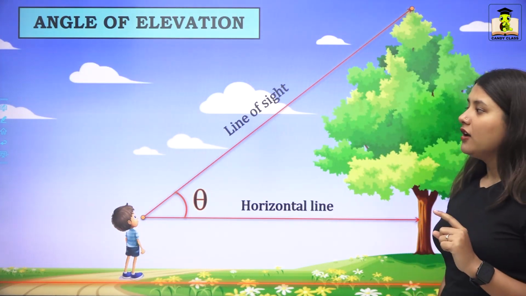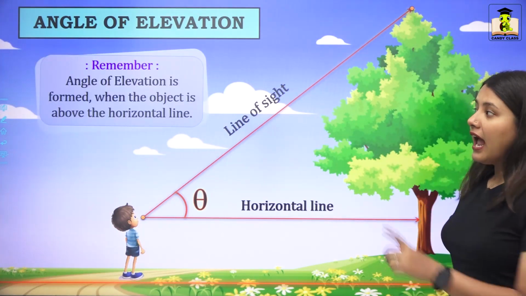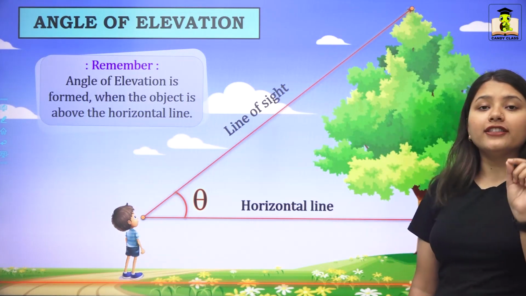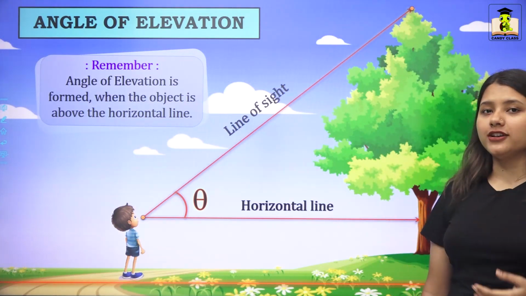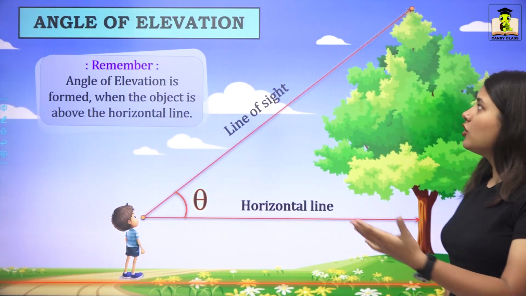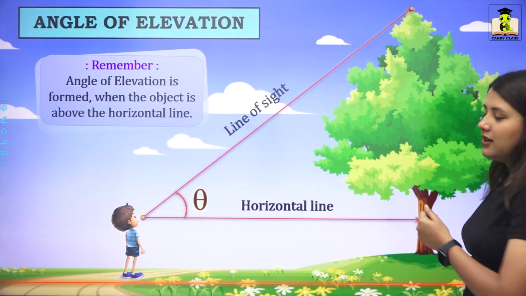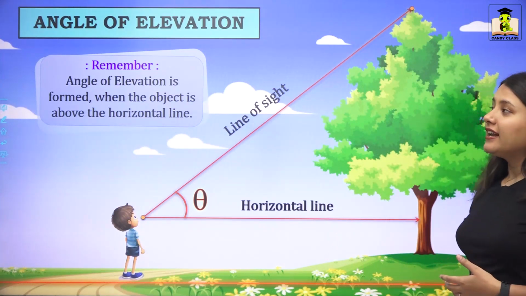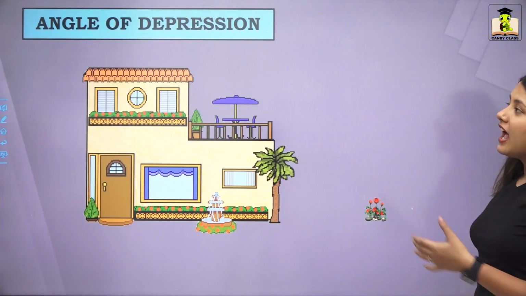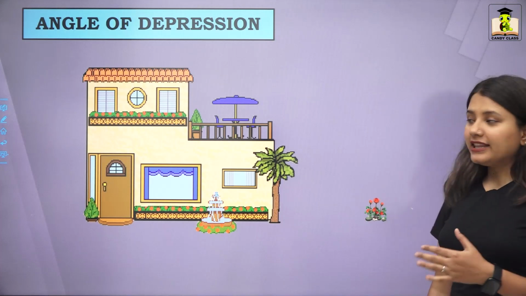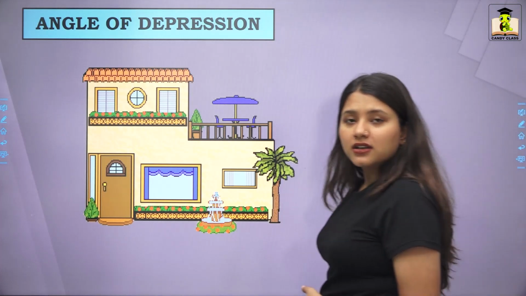But one thing we need to remember, angle of elevation is formed when the object is above the horizontal line. You can see that the object, the top of the tree, is above the horizontal line. Let's move to the next terminology, that is angle of depression. In this case, you can see a house and on the terrace, Rohan is standing.